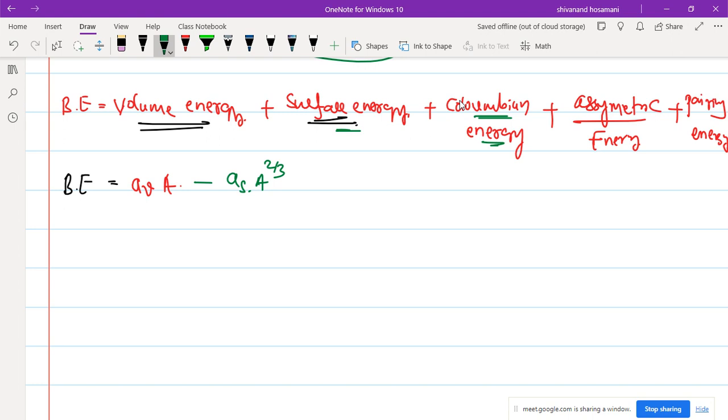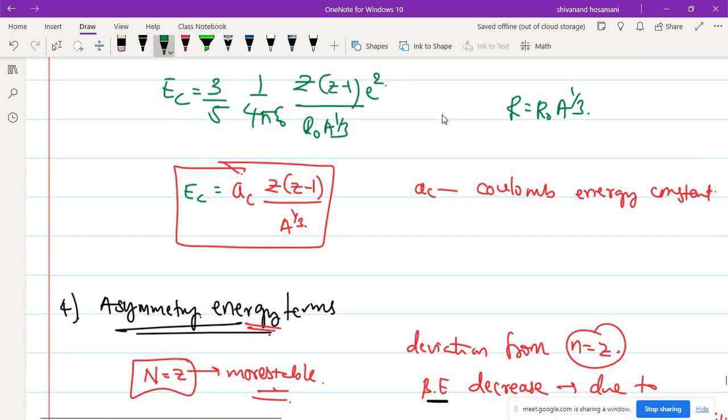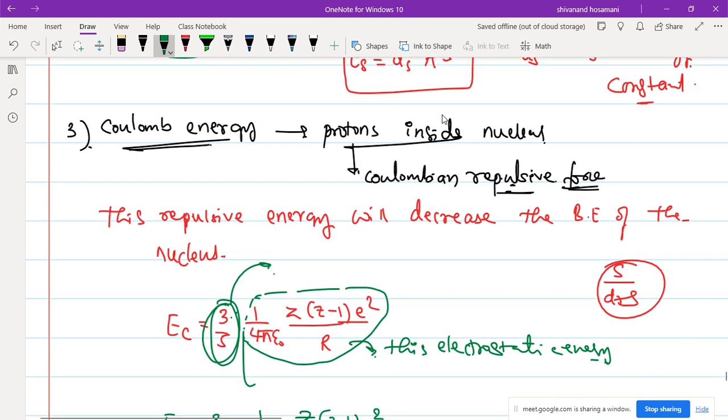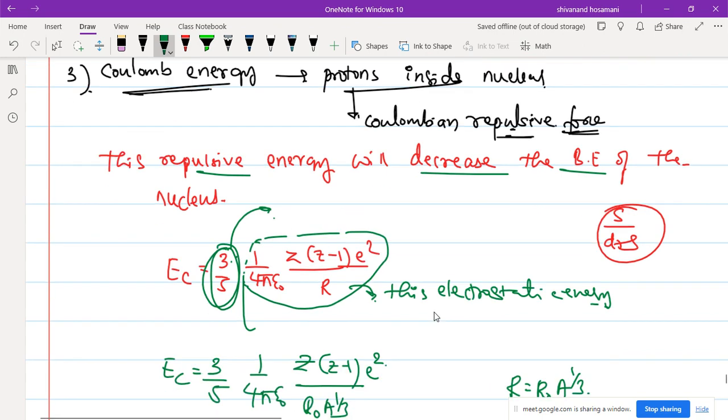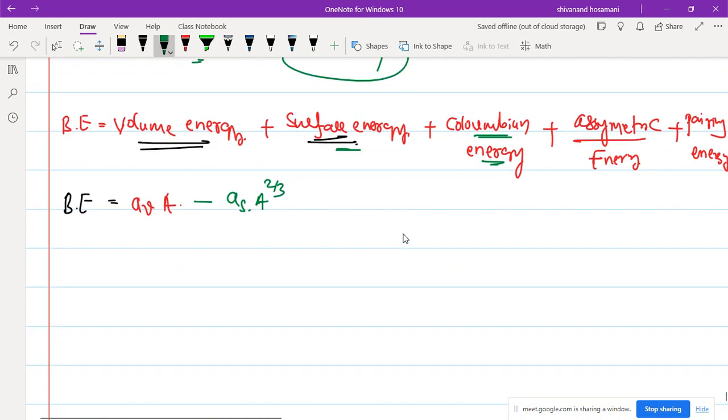If all these forces were attractive, then we could have considered that positively. But all these forces are repulsive, so it is going to decrease the total binding energy. Repulsive energy will decrease the binding energy. Therefore, I need to take this one as negative, with a minus sign: AC, Z into Z minus 1 divided by A to the power of 1 by 3. The next, asymmetric energy.